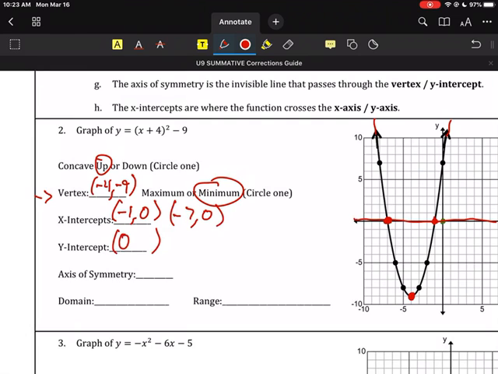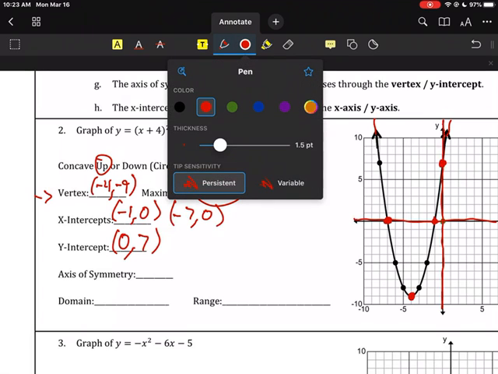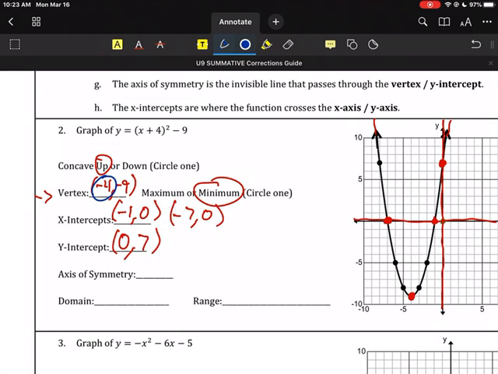Y-intercept, 0 is in the x spot because we're not going left or right. This is the x line, the y line. And here's your y-intercept. Where does it cross that line? (0, 7), up 7.